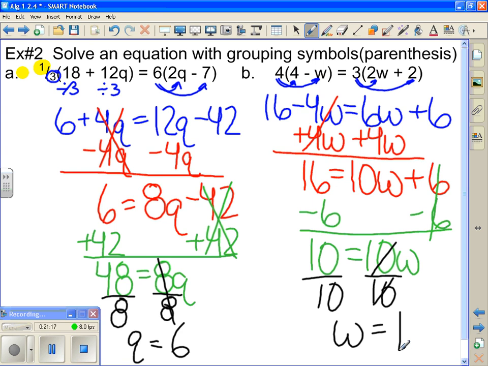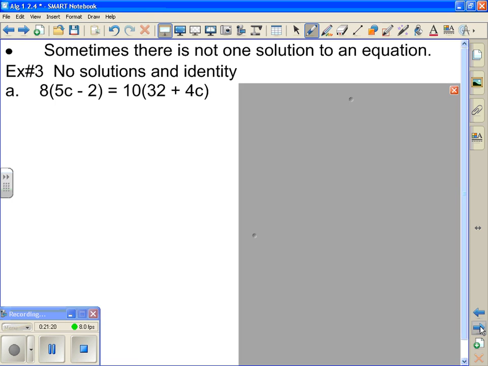All right, next slide. Okay, we've got 8 times the parentheses 5c minus 2 equals 10 times the quantity 32 plus 4c. If you remember, quantity is the word for parentheses. We're going to work this one together first. So please write it down. And now we're going to look for the first step, distributive property.